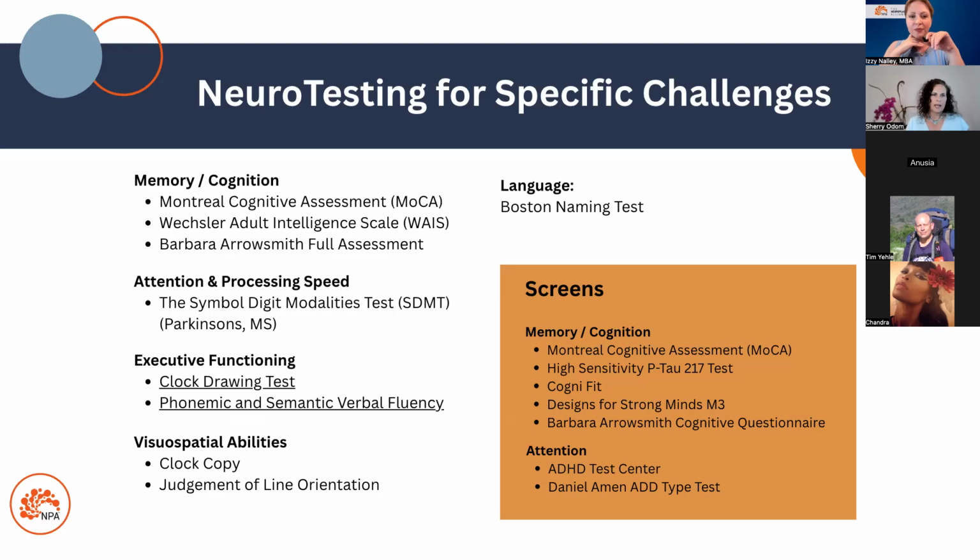Yeah, I would say the MOCA test here, this first one under memory and cognition, the Montreal Cognitive Assessment, is by far the top one that you should go and pursue. It will give you a very good overview of where your challenges are. And based on that, you might want to do some more detailed testing, but it is probably the top one. This Wechsler Adult Intelligence Scale is a very comprehensive assessment. I think that's one you would do maybe after the MOCA or Barbara Arrowsmith's assessment.